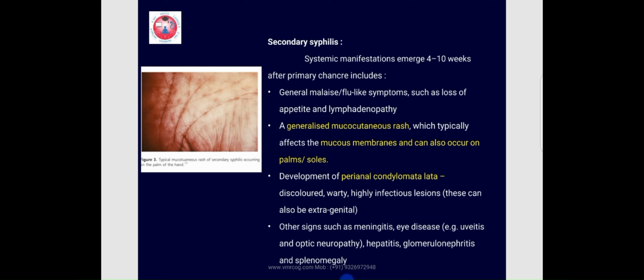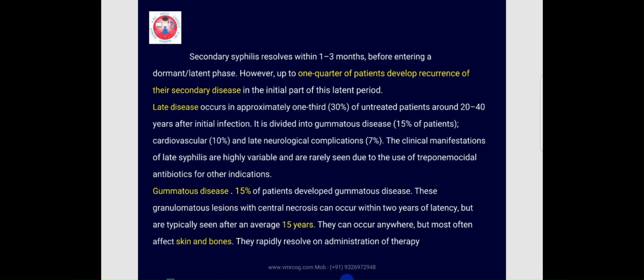Generally, it is a single solitary painless lesion on the genital side. It may be extragenital, and at that time it may be painful also and multiple also. In secondary syphilis, flu-like symptoms, non-specific weight loss, generalized malaise, etc. And two important things, that is mucocutaneous rash, and second is perianal condylomata. Okay. Now let's go ahead.